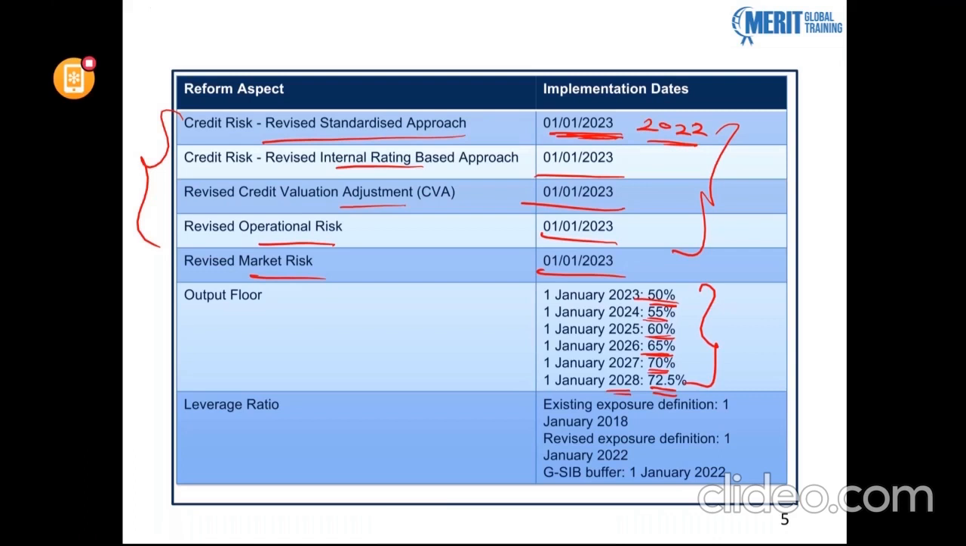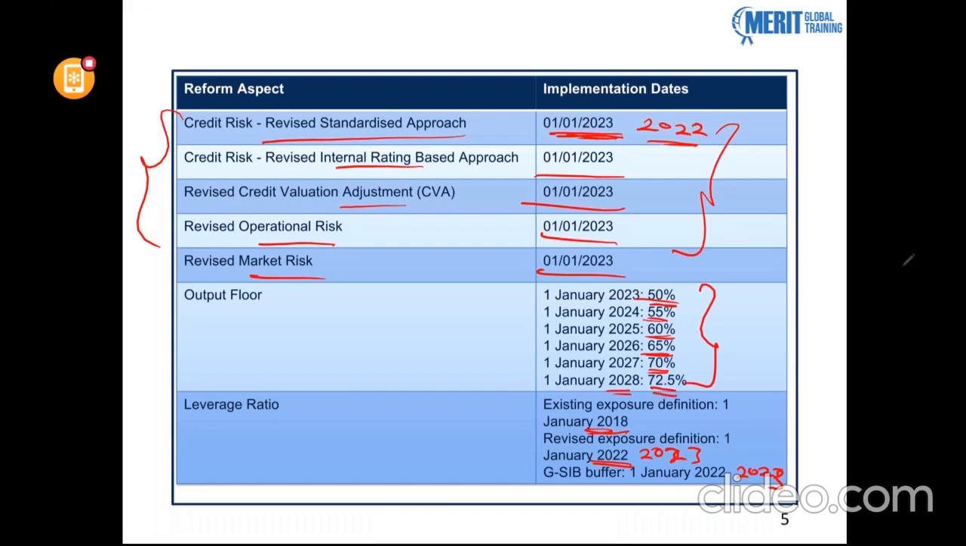The leverage ratio existing exposure definition was implemented by January 2018, which the majority of banks in Europe have actually implemented. I'm not sure how it's implemented outside Europe, but the majority of big banks in Europe have implemented the leverage ratio as part of the Basel III requirement. The revised exposure definition under the new changes is expected to be implemented by 2022, now 2023, and the GSIB buffers by 2023 as well. So that's the implementation timeline.